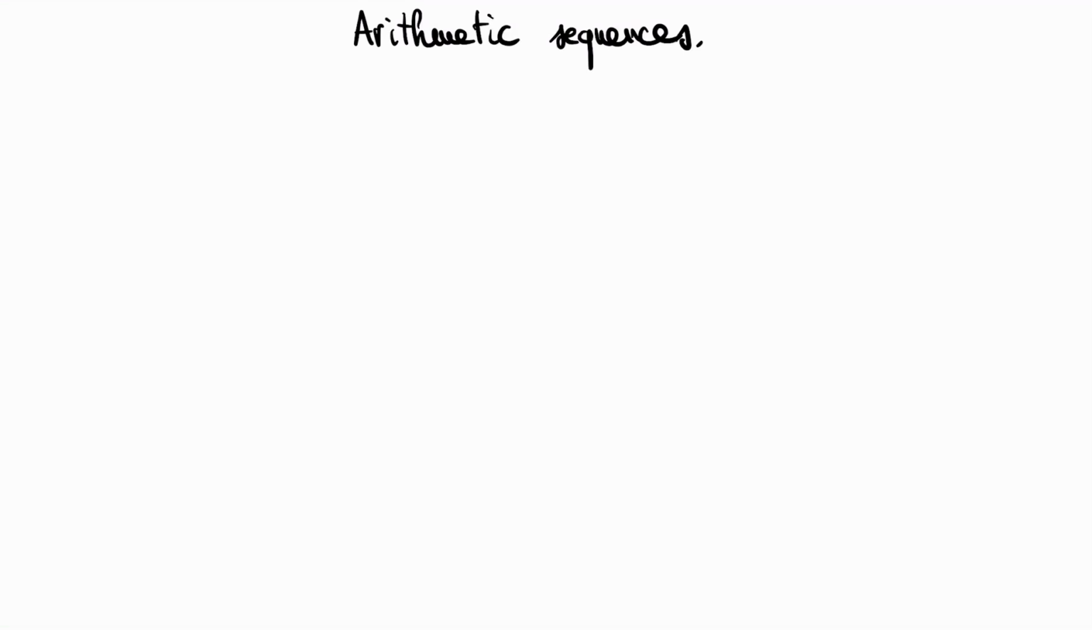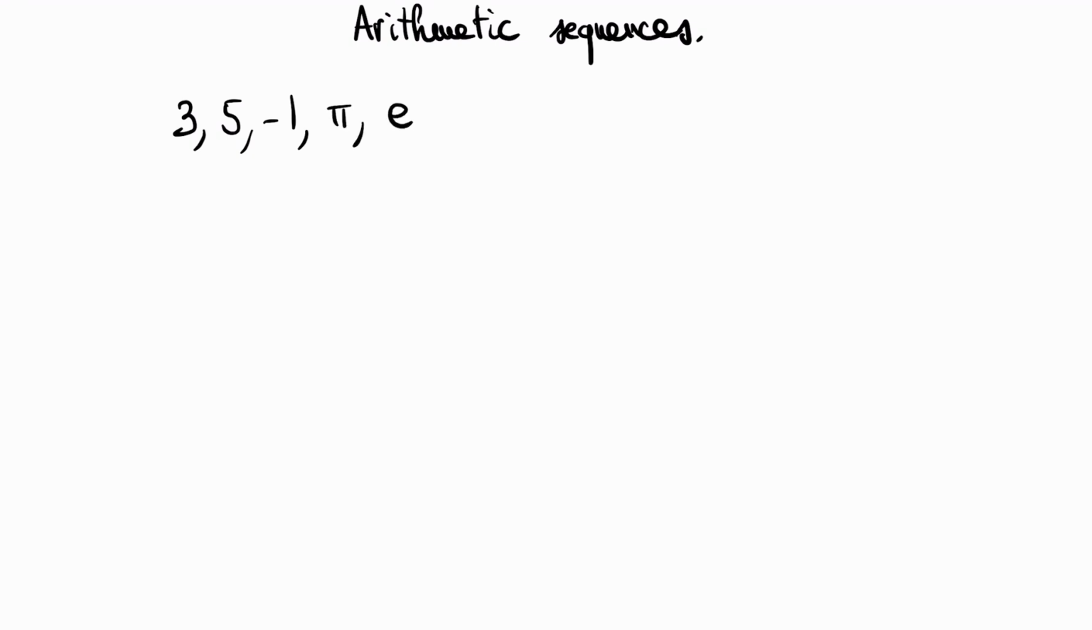So a sequence, it's just some numbers that follow each other. For example, 3, 5, -1, pi, e, ln of 2, 4, and so on. That's a sequence. Okay, so this one is a bit chaotic, but there are some which are a bit more organized, such as, for example, this one: 1, 4, 7, 10, 13, and so on.